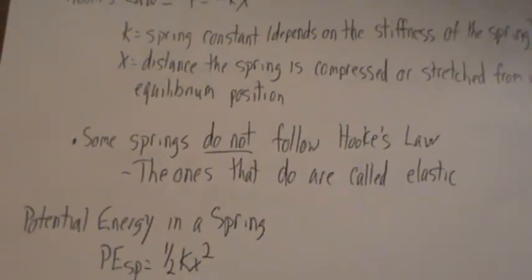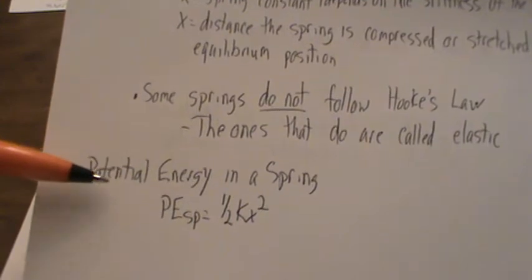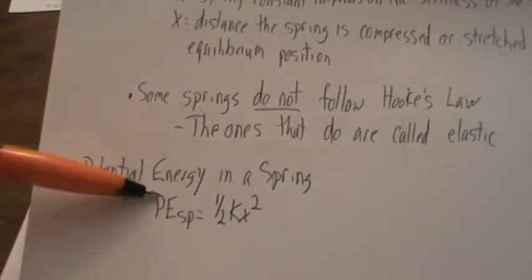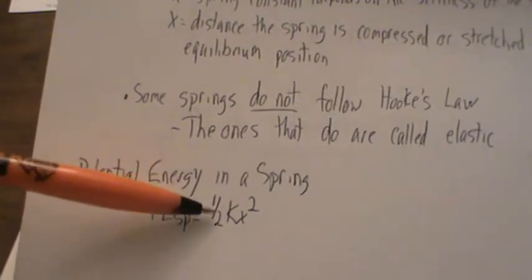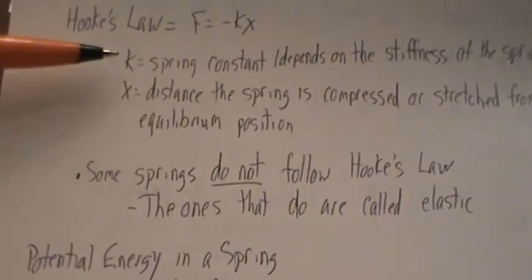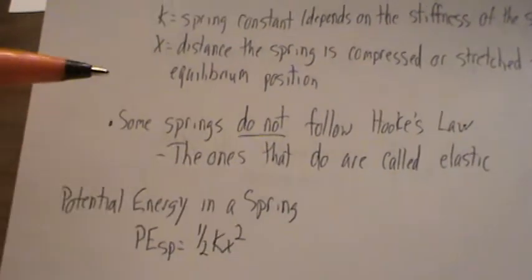With the same spring, we can find how much potential energy a spring has. The potential energy, PE, of the spring is equal to 1/2 kx squared, where k still represents the spring constant, and x is the distance the spring is compressed or stretched, usually stretched.